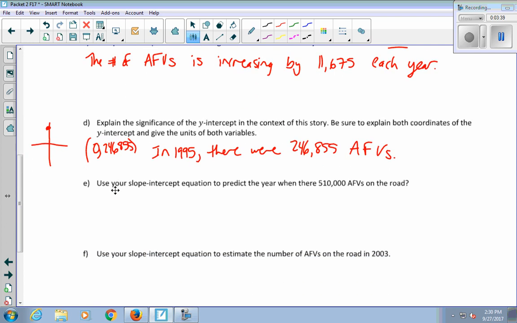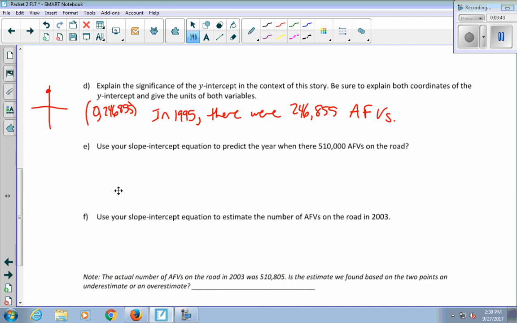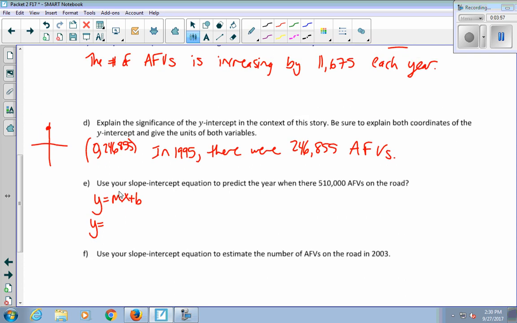Use your slope-intercept equation to predict the year when there will be 510,000 AFVs. So my slope-intercept equation is y equals mx plus b. And I now know my m and I know my b, right? So I have y equals 11,675x plus b, which is 246,855. And I want to know when there will be 510,000 AFVs.